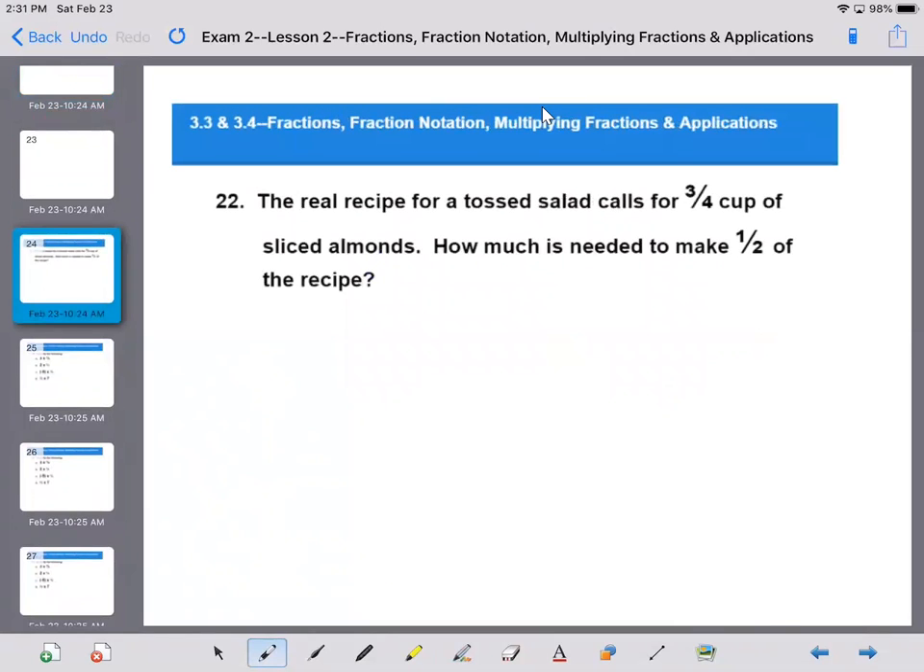Another question here with context. A recipe calls for tossed salad, 3/4 of a cup of almonds. How much is needed to make a half of the recipe? Well, you're multiplying by half. So 3 times 1 is 3, 4 times 2 is 8.